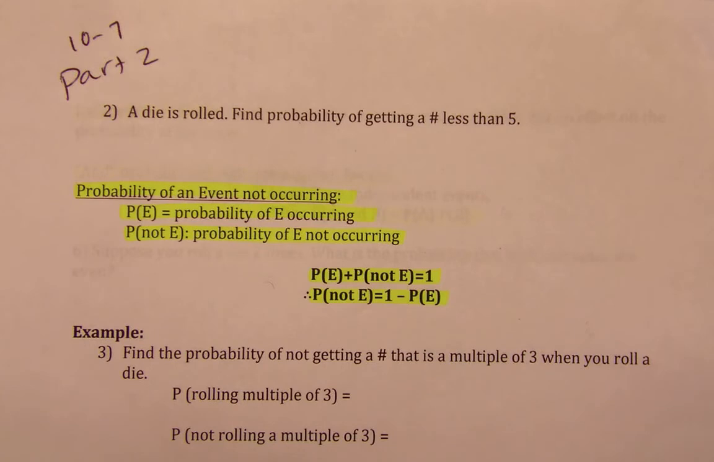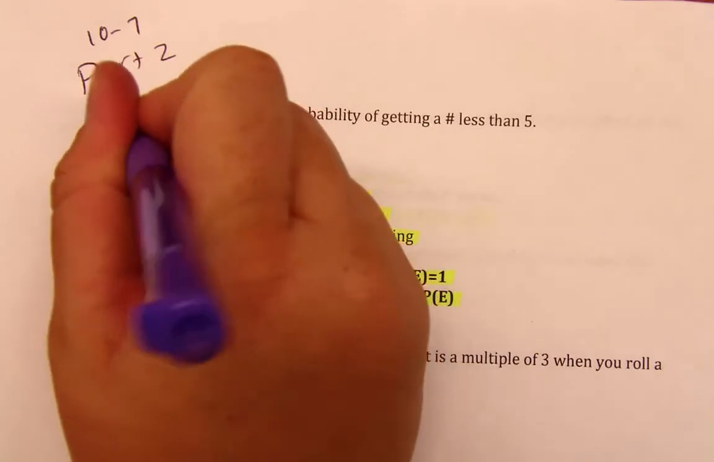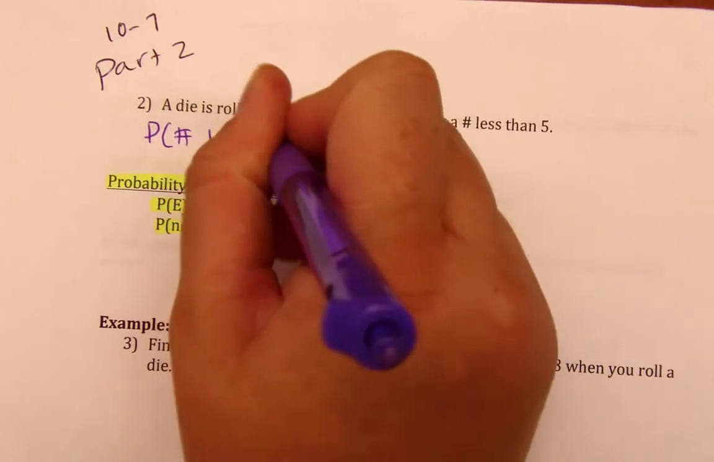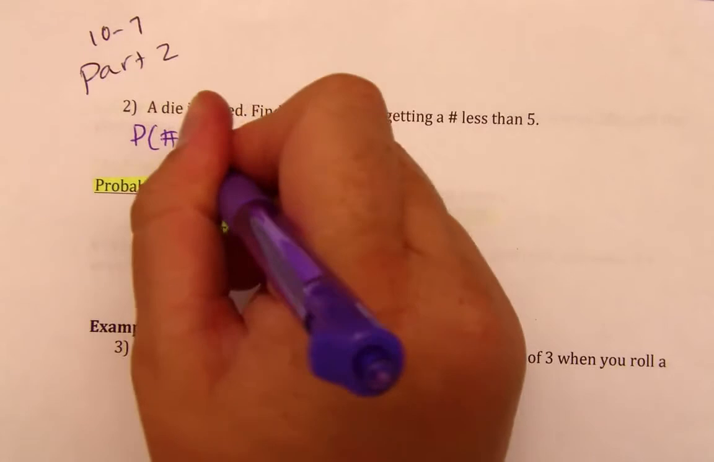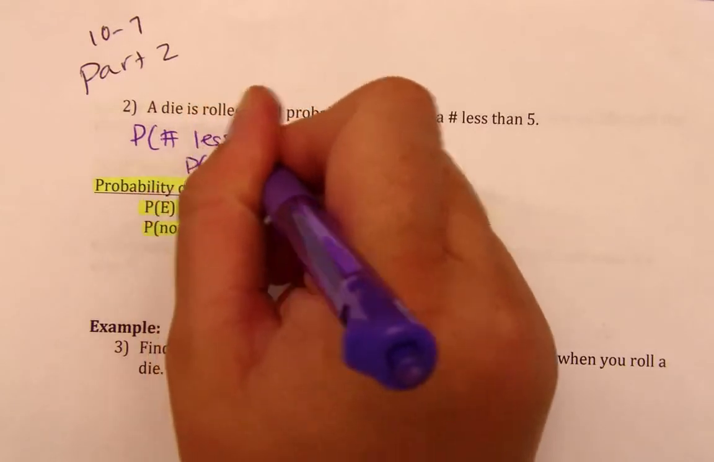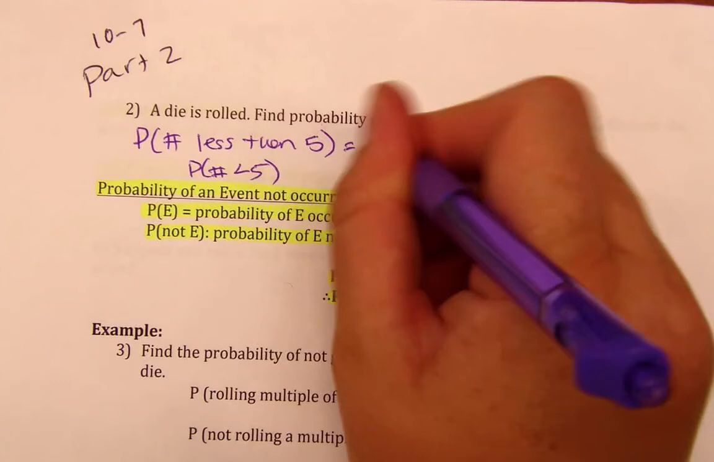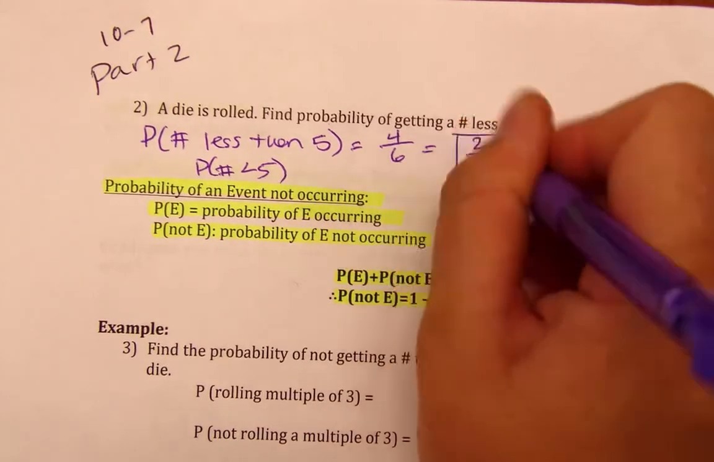So I have a die, a 6-sided die, and there are 4 numbers that are less than 5. So probability that a number is less than 5. Another way you could write this is P, and you could say number less than 5. That would be fine too. So there are 4 numbers less than 5. There are a total of 6 numbers, so our answer would be 2/3.